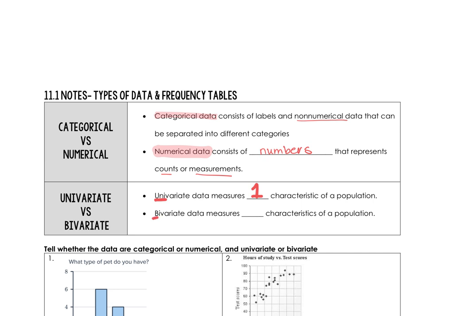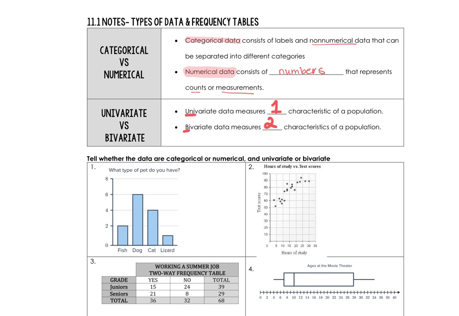We will have bivariate data if we are measuring two characteristics of a population. So if we're looking at two different variables, then it's bivariate. All right? So let's practice this. We've got 6 examples of all different types of data displays, and we're going to first determine, is it representing categorical or numerical data, and then is it univariate or bivariate?